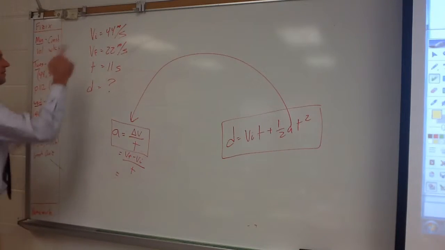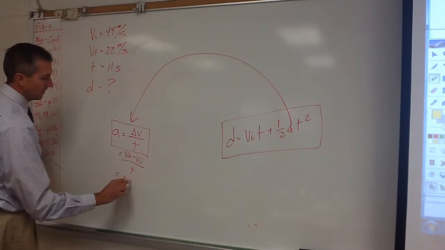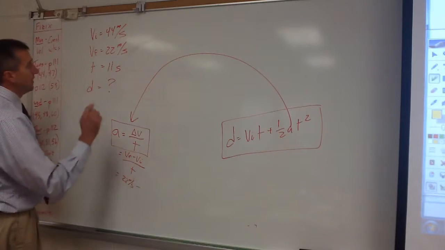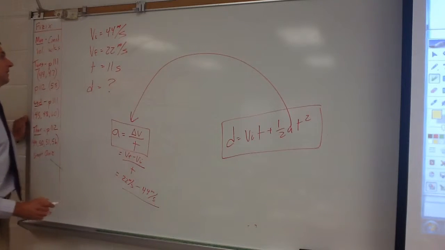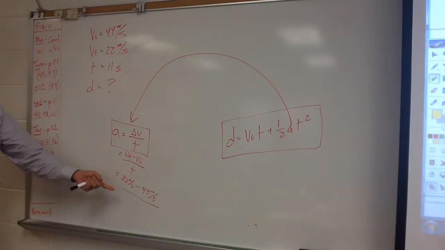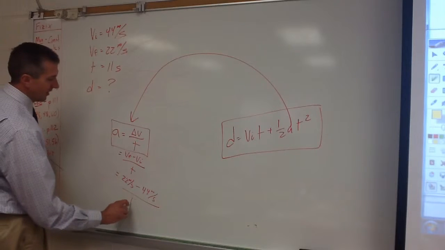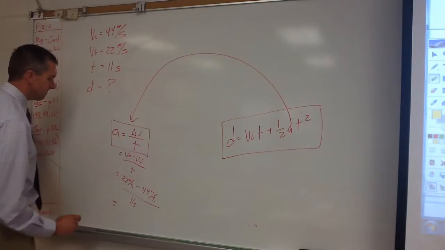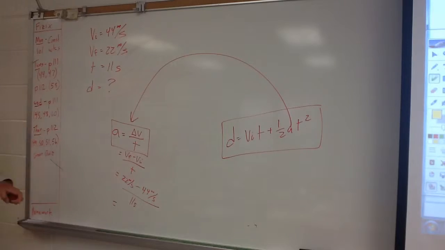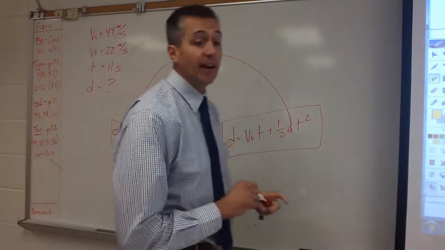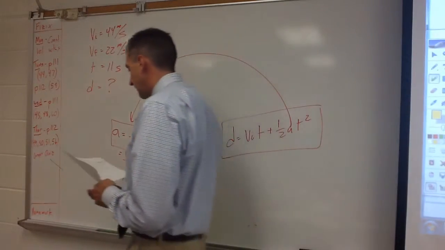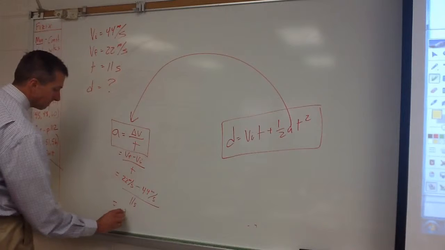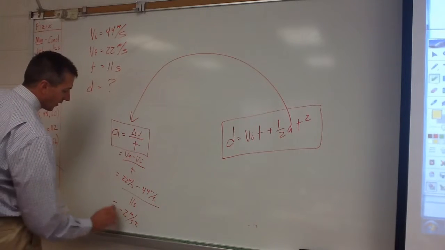Let's plug in the numbers. Final is 22. Initial is 44. And as Zach so astutely pointed out a minute ago, since those numbers are arranged the way they are, that's going to give us a negative acceleration. And the time is 11 seconds. So what do we end up getting for our acceleration here? Got it? Negative 2 meters per second squared. Good.